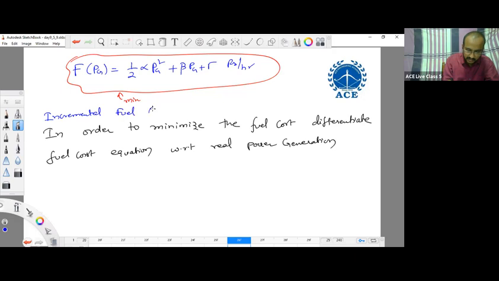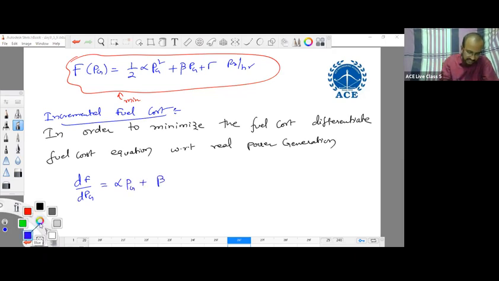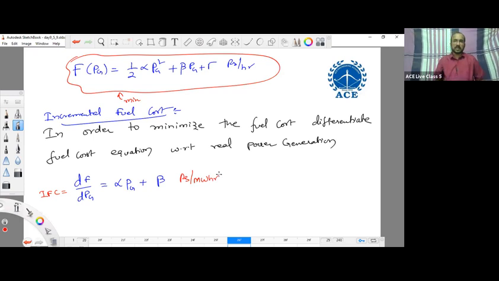That is known as what? Incremental fuel cost. If you differentiate the fuel cost with respect to real power generation, we get incremental fuel cost, dF by dPg. What do you get here? Alpha Pg plus beta. This is known as incremental fuel cost. What is the unit here? Rupees per megawatt hour. This is the incremental fuel cost equation.